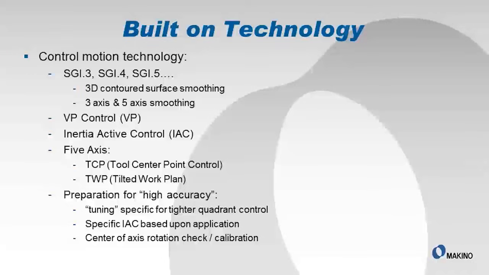Finally, there's center of axis rotation as well. We can go in and use a spindle probe and go in and check back for the tilt and rotary axis and recalibrate and check the center of axis rotation, because that value is very critical for your tool center point control and your tilted work plane. So again, higher speeds, higher efficiencies, higher precision, higher performance, all built on technology.